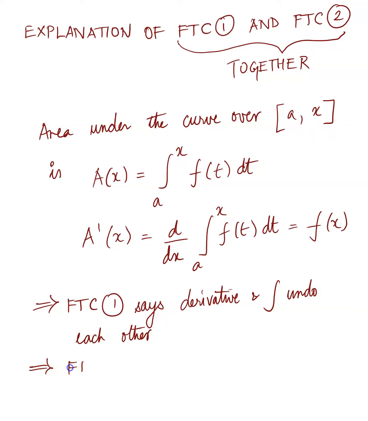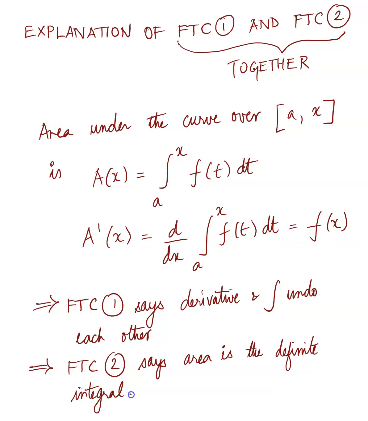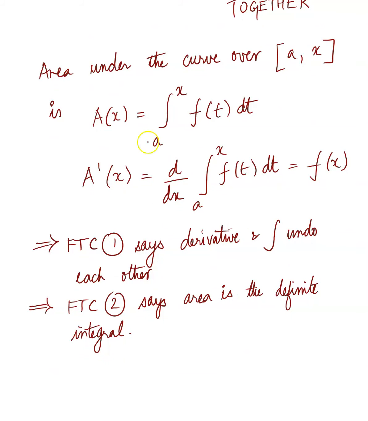And FTC2 says area is the definite integral. Do you see that? So the area is the definite integral from a to x, or if it was defined from a to b, then we've got that area under the curve. And so for a to b, we did F of b minus F of a.